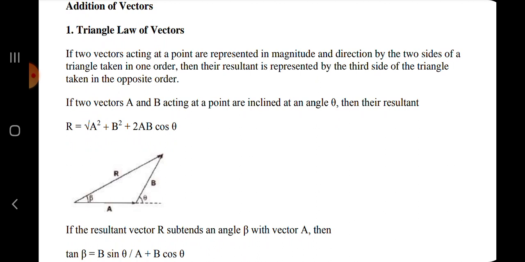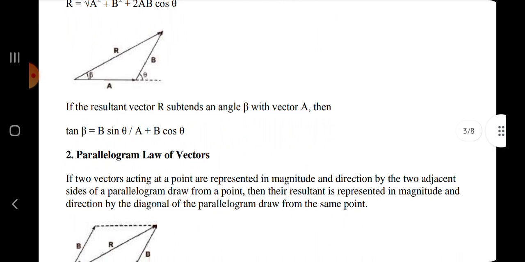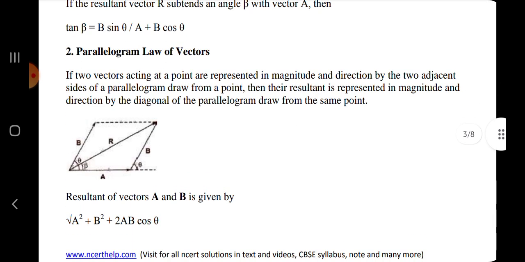If two vectors acting at a point are represented in magnitude and direction by the two sides of a triangle taken in one order, then their resultant is represented by the third side of the triangle taken in the opposite order. Then the resultant would be under root of a square plus b square plus 2ab cos theta. And if the resultant vector subtends an angle beta with vector a, then tan beta is equal to b sin theta upon a plus b cos theta.